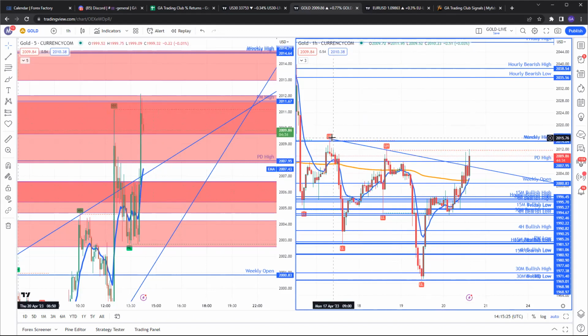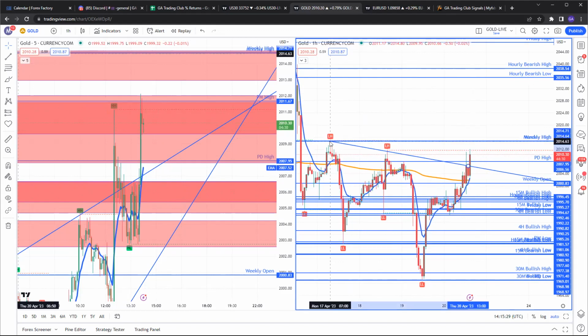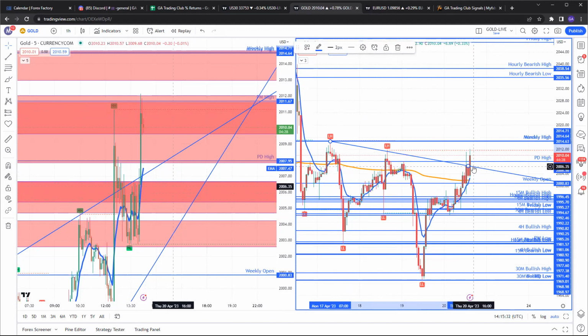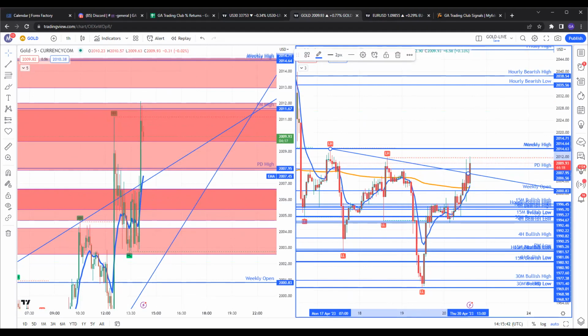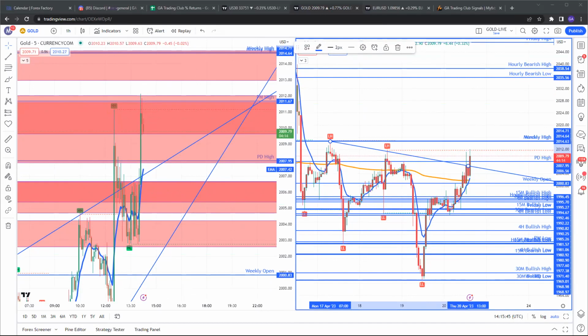But on the hourly, you can see if we're going to get a retest of that trend line that has been broken, it's around 2005, 2006. So I still expect gold to come back down and retest this trend line. So give me 1 second. All right. Yeah, so I do expect gold to come down and retest that particular trend line.